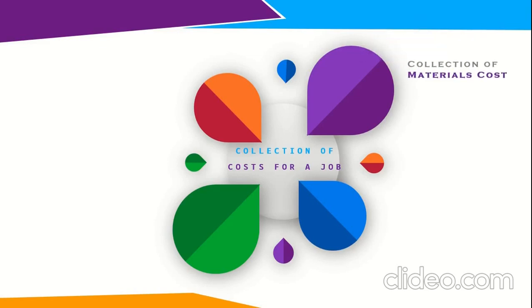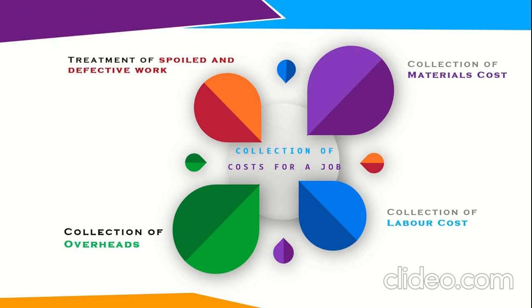Collection of materials cost. An essential requirement of job cost accounting is that direct materials and their cost must be traced to and identified with specific job or work order. Collection of labor cost. All direct labor cost must be analyzed according to individual jobs or work orders. Collection of overheads. Treatment of spoiled and defective work.